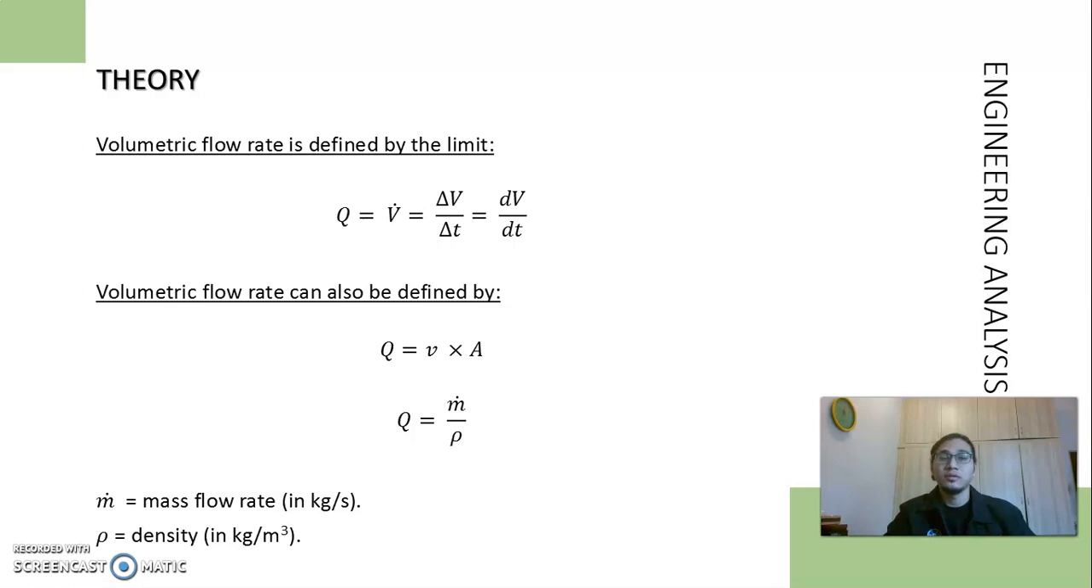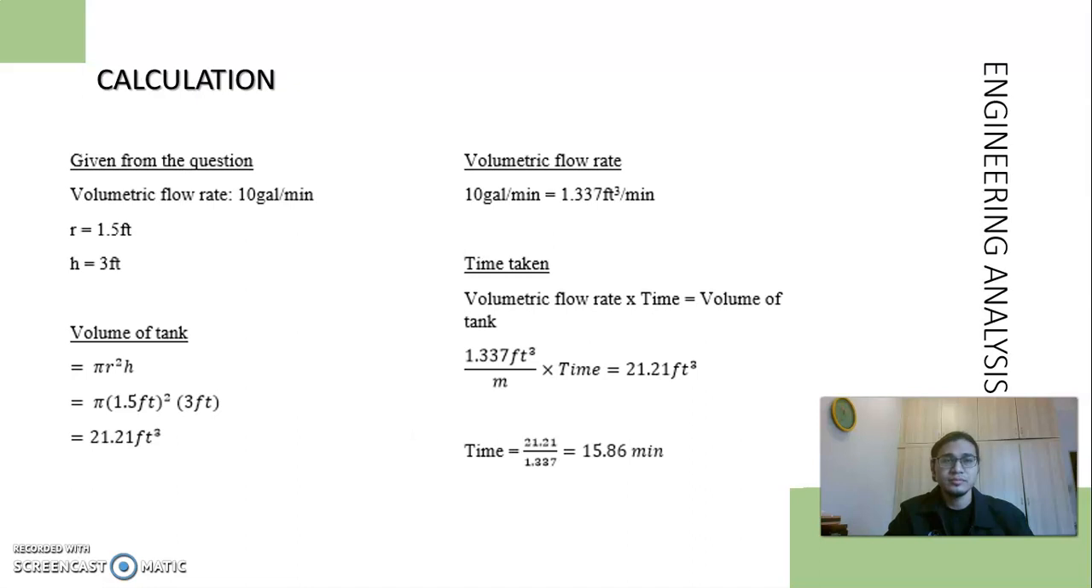Volumetric flow rate can also be defined as Q = V times A, where V is velocity and A is area. If we have a mass flow rate, we can use the formula Q = ṁ/ρ, where ṁ is mass flow rate and ρ is density. Next one is calculation. This is the calculation that I have done for this case study.